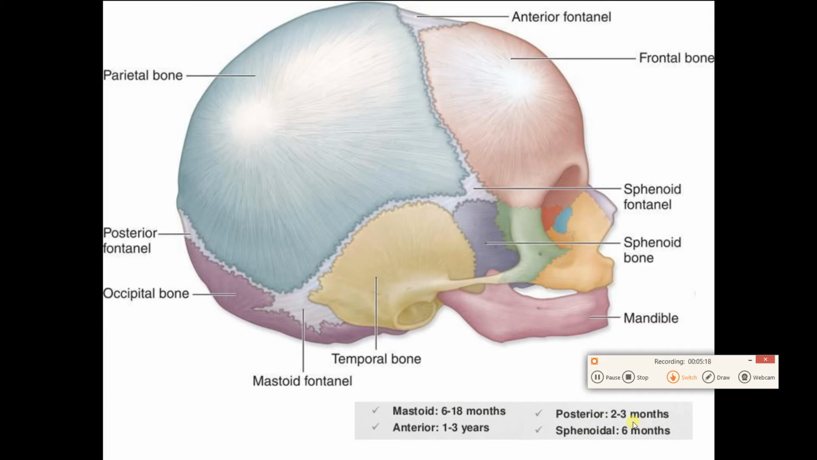But what's the whole point here? Why do we not want sutures too early? If we form sutures too early, what would that restrict? It would restrict the growth of the brain. Absolutely.